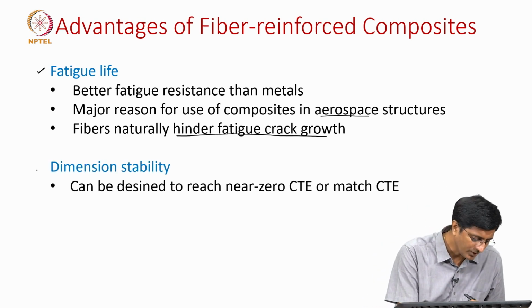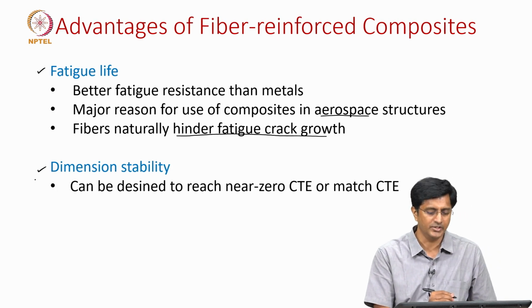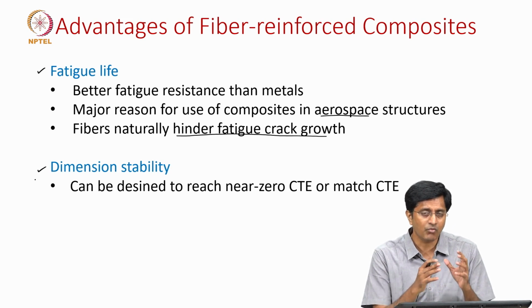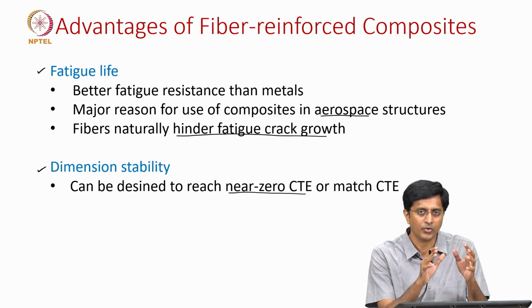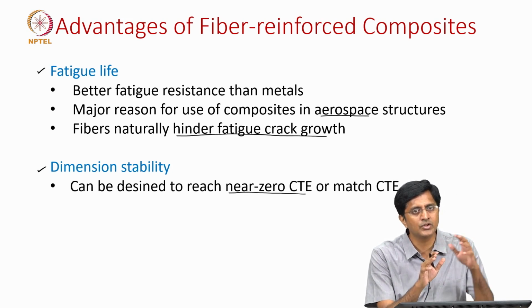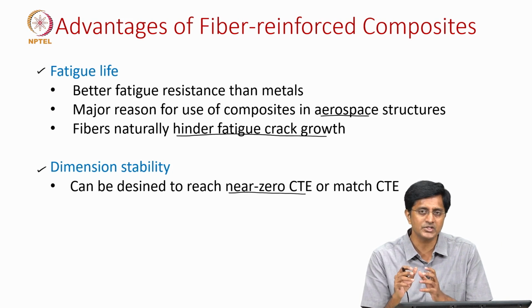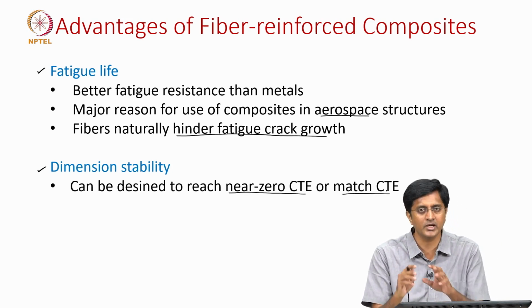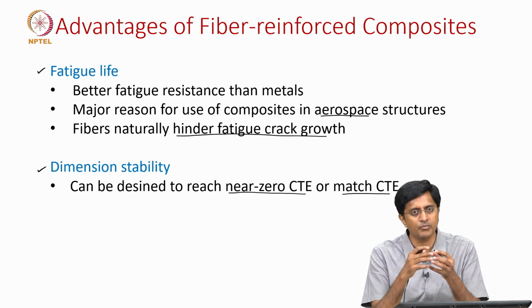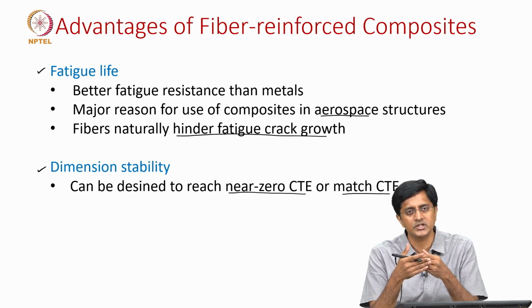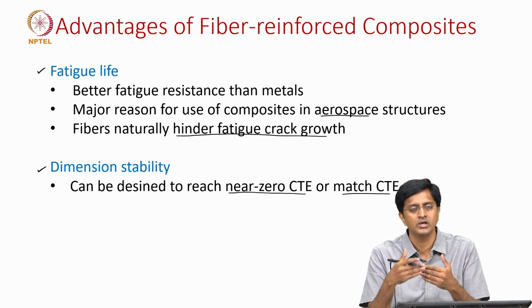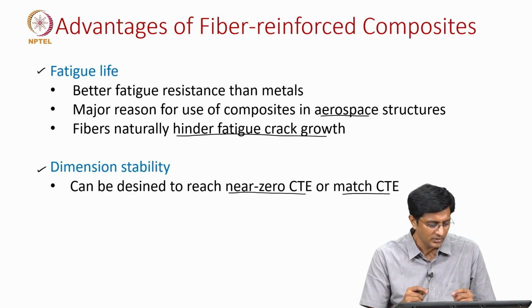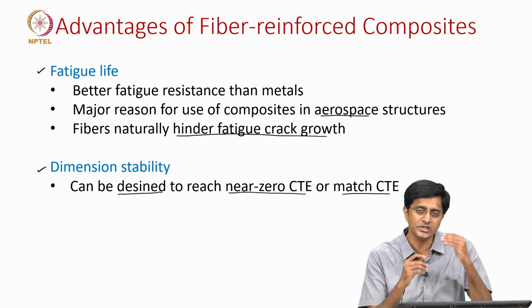Another advantage with composites is dimensional stability. There are several applications where we want a near zero CTE, meaning coefficient of thermal expansion. We do not want the product to change in shape or size even though there are changes in temperature. And there are some applications where you have to match the CTE with the adjoining component. Let us say you are designing a component sitting adjacent to another component which is bonded or joined. How do we make sure that because of temperature changes there are no thermal stresses built up between these two components? The advantage of composites is you can design such that you reach a target CTE.